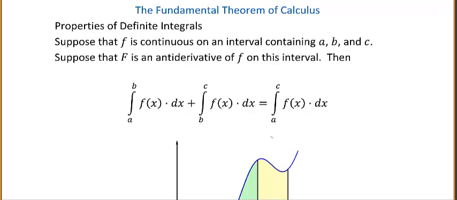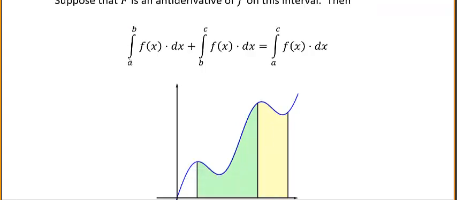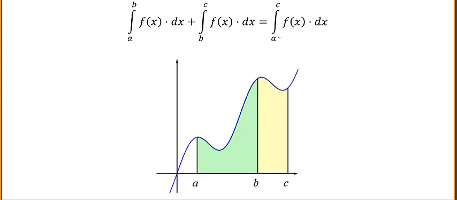Suppose that f is continuous on an interval containing a, b, and c, and suppose that capital F is an antiderivative of little f on this interval. We don't really even need that. But then the definite integral from a to b plus the definite integral from b to c of f of x dx is equal to the definite integral from a to c.